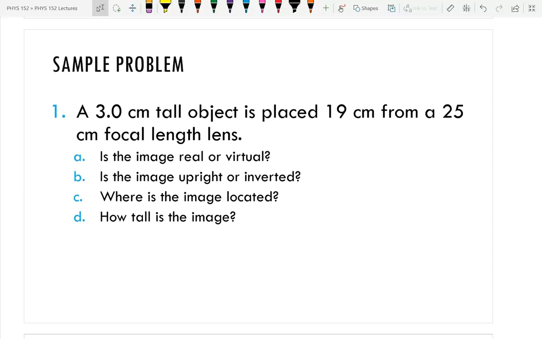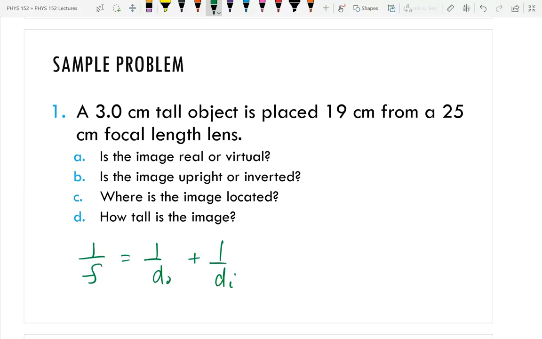How many people started with the thin lens equation? One, two, three, four and a half-ish at the very least. So the thin lens equation: 1 over f equals 1 over distance object plus 1 over distance image.